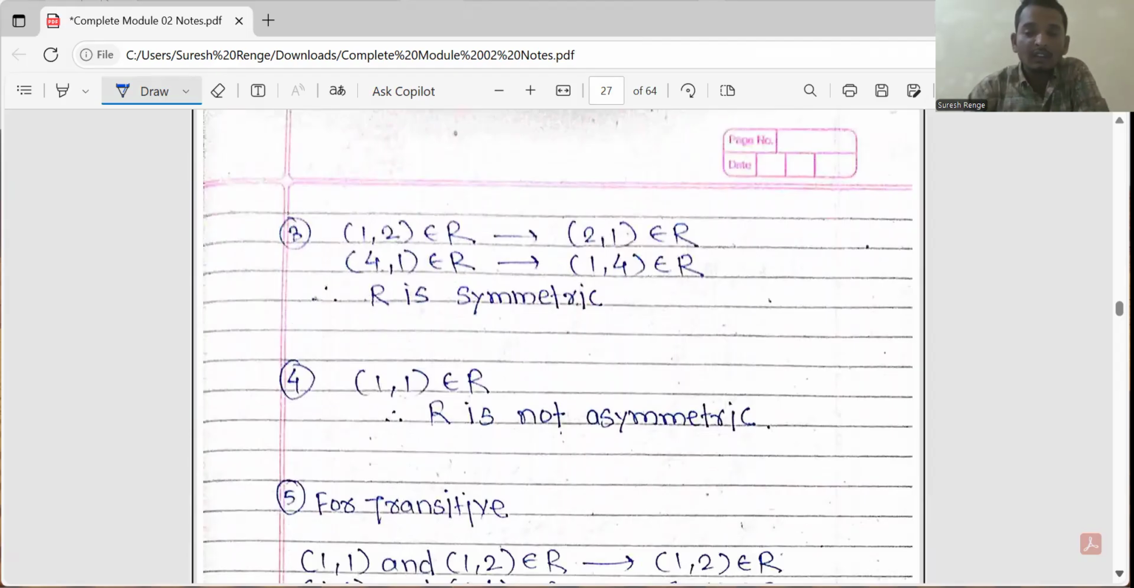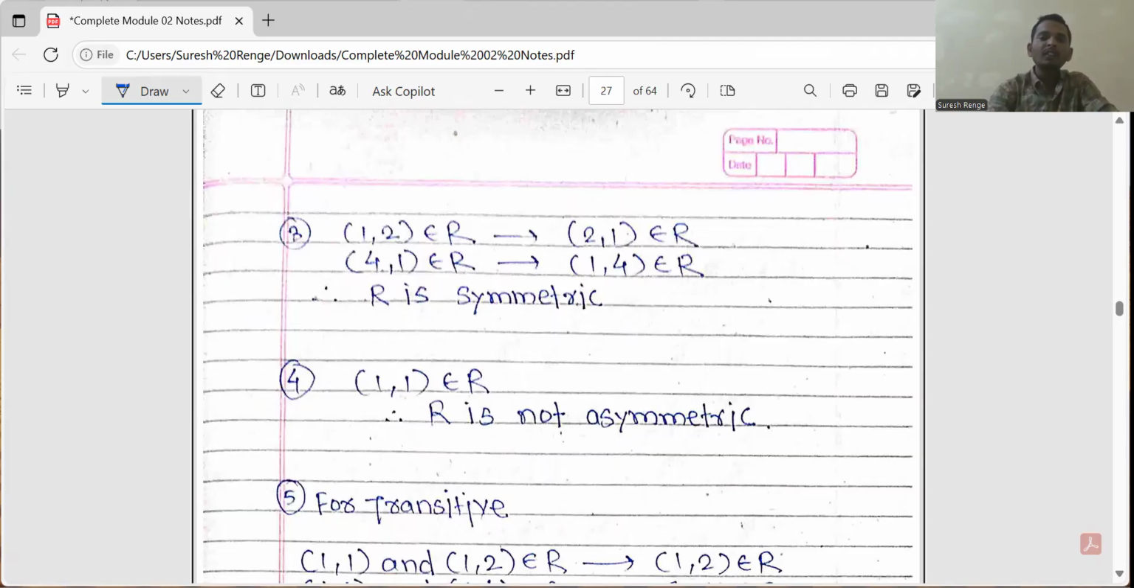Now, third, we want to check on symmetric. We want to comment on whether the given relation is symmetric or not. What are symmetric relations? If, other than self-related elements, whatever element is present, exactly the symmetric element must be present in that relation.